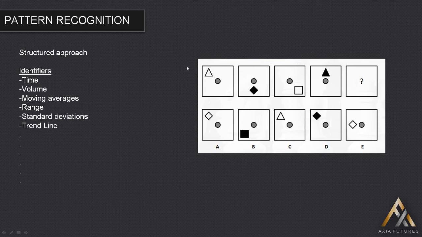Now, what are some of the identifiers you can use? And I'm going to show these to you in a practical example in a minute. So first and foremost is time. Okay, time is a wonderful identifier because it's consistent. You then have volume. Right? Again, volume is a wonderful identifier because we can see relative changes in volume. Moving averages are wonderful identifiers. The range is a wonderful identifier. Standard deviations are wonderful identifiers, and so are trend lines, and so forth. Now, the important thing is to ensure that you apply these identifiers consistently all the time. That will aid you in developing a pattern.